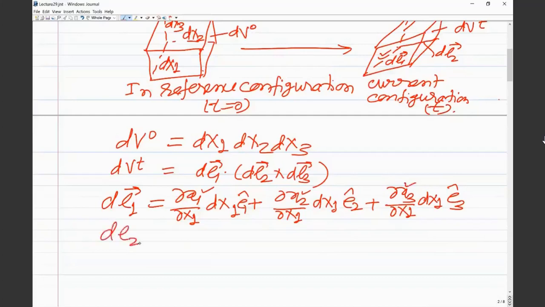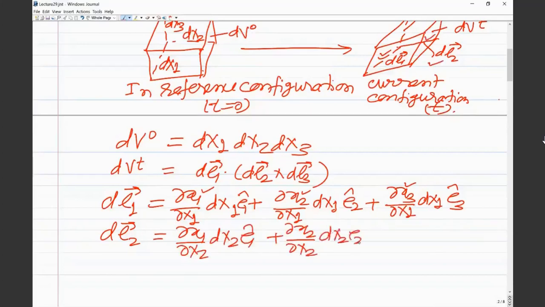Similarly, you can write the vector dl2. Initially this line element is parallel to the X2 axis, so there is a change in the capital X2 coordinate. So the rate of change with respect to X2 into dX2 along E1 cap, plus del x2 by del X2 into dX2 into E2 cap, plus del x3 upon del X2 into dX2 into E3 cap.